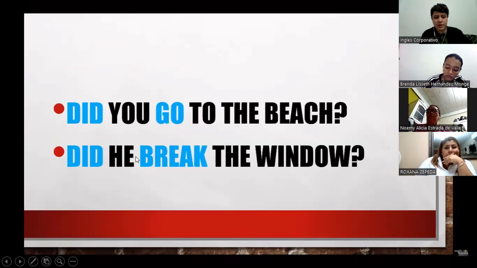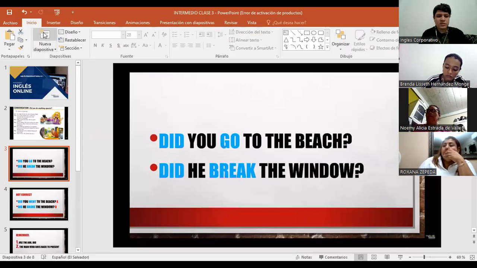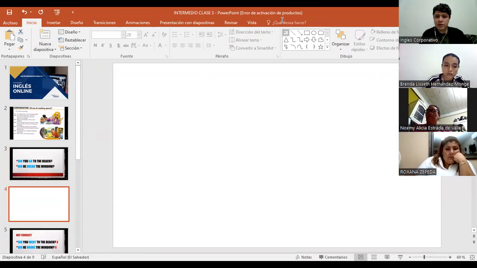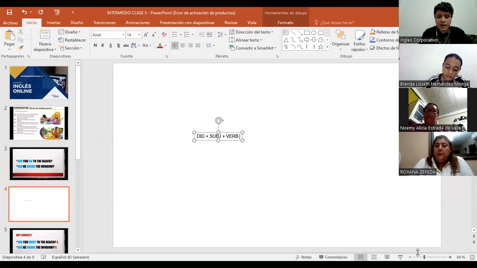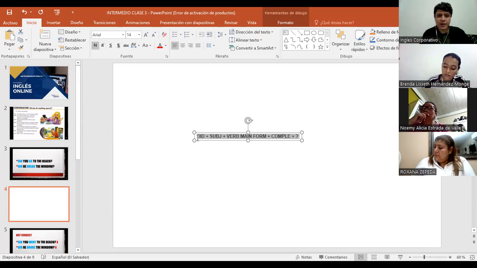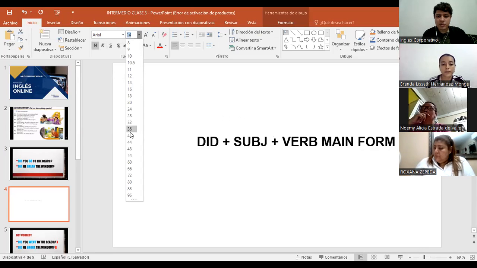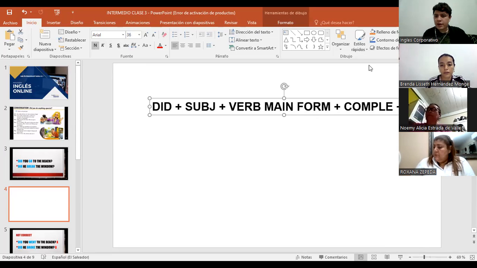So let me here explain you guys what is the structure for this one. So guys, we have first did, right? Did plus subject plus the verb in the main form or the base form, okay? Main form plus complement, right? Complement. And finally, the question mark, okay? That's very important, the question mark. It is always at the end because it's a question, right? So let me make it here bigger for you.